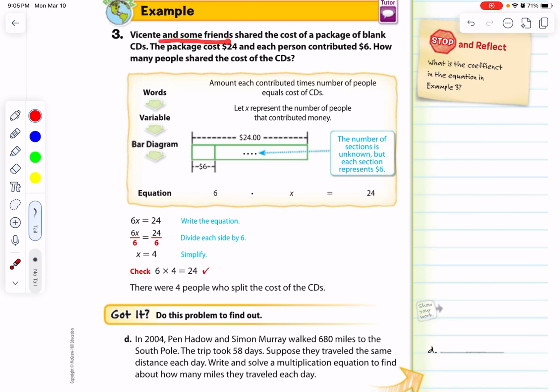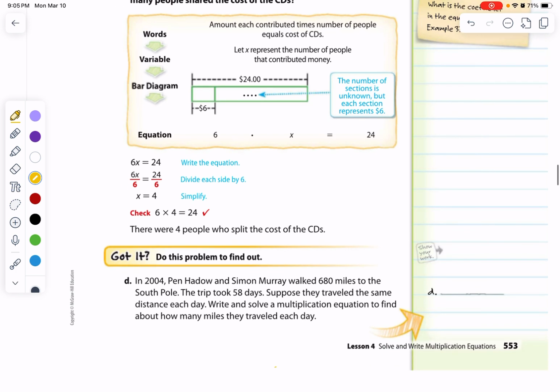We have: Vincent and some friends shared the cost of a package of blank CDs. The package costs $24, and each person contributed $6. How many people shared the cost? So we have 6x equals 24. 6 times what equals 24? 4. So 4 people shared the cost.